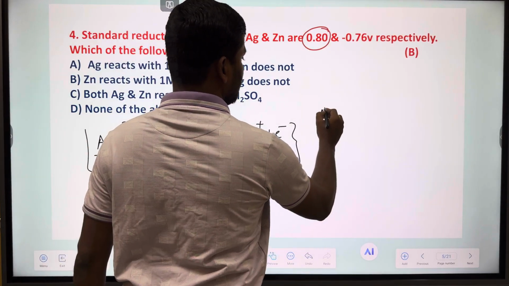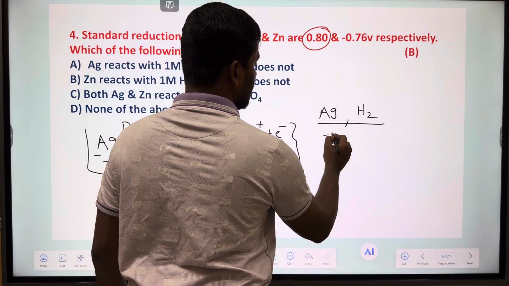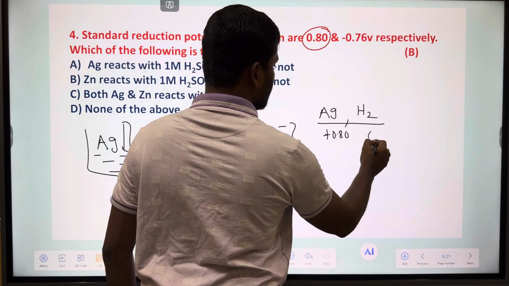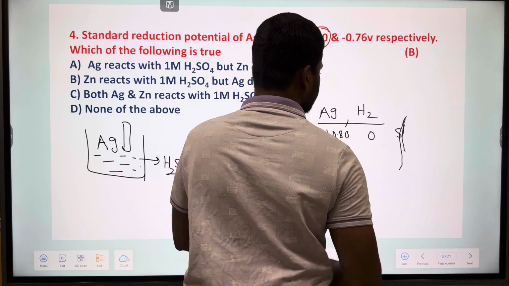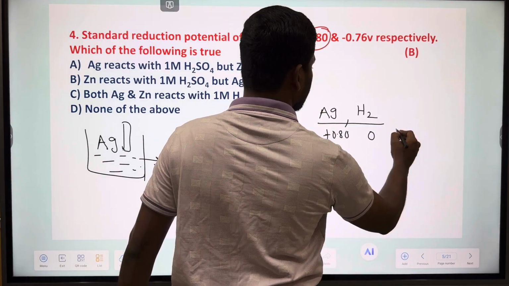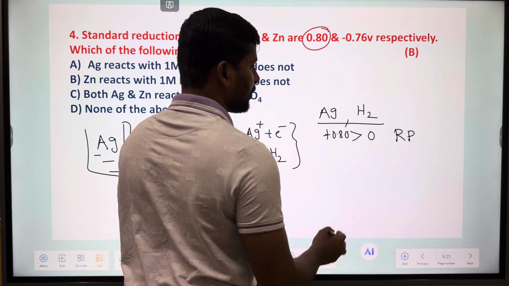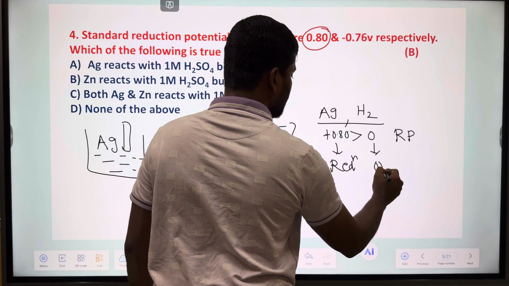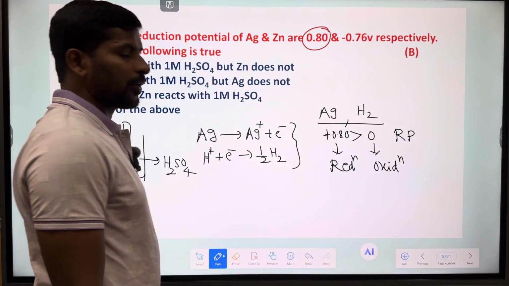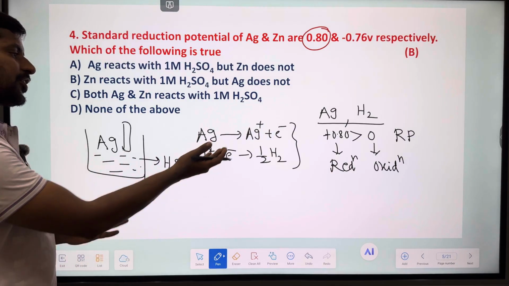If you compare silver and hydrogen, silver is +0.80, standard hydrogen electrode potential is 0. These are the reduction potentials given. Whose reduction potential is more? Silver reduction potential is more compared to hydrogen. So silver undergoes what? Reduction. Hydrogen undergoes what? Oxidation. Silver undergoes reduction, hydrogen undergoes oxidation. But here silver undergoes reduction means what?